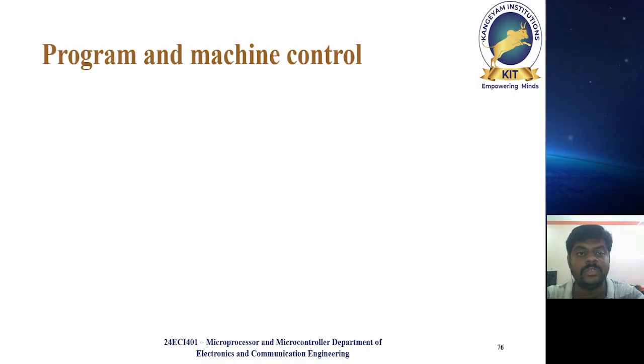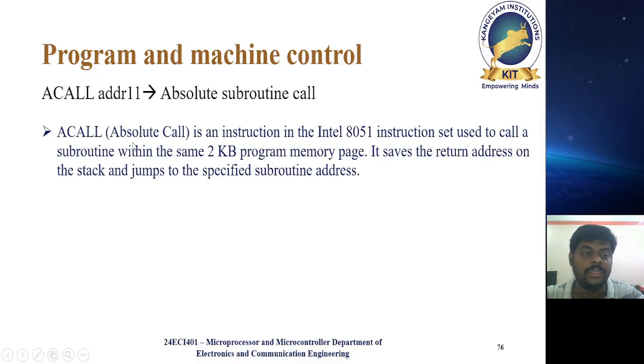Another set of instructions comes under the category of program and machine control instructions. Sometimes this will be called jump or looping instructions. First we're going to see ACALL, the absolute call with an address of 11 bits. First, what is a call instruction?